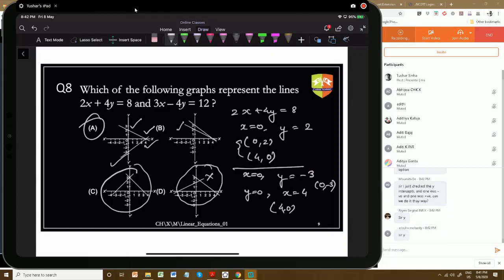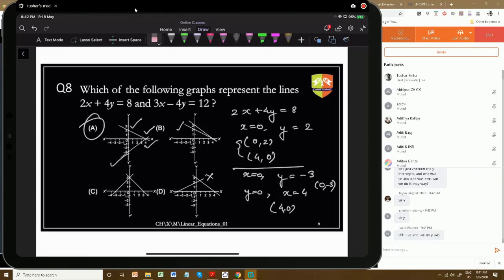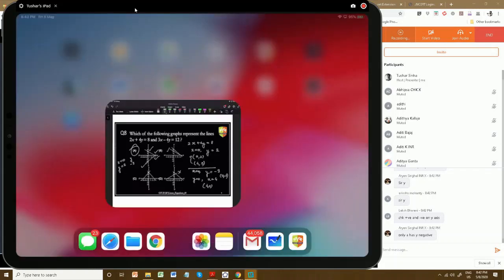Oh, I was thinking of slope. Oh, you're talking about y-intercept. Yes, you can do that. That also can be done. So if only A has y negative, you are finding the y-intercept. The y-intercept is found by putting x equals to 0 in both. For the first case y is 2, and for the second case y is minus 3. Yes, the only option is this, correct? You can do that way. Yes, that was much faster.